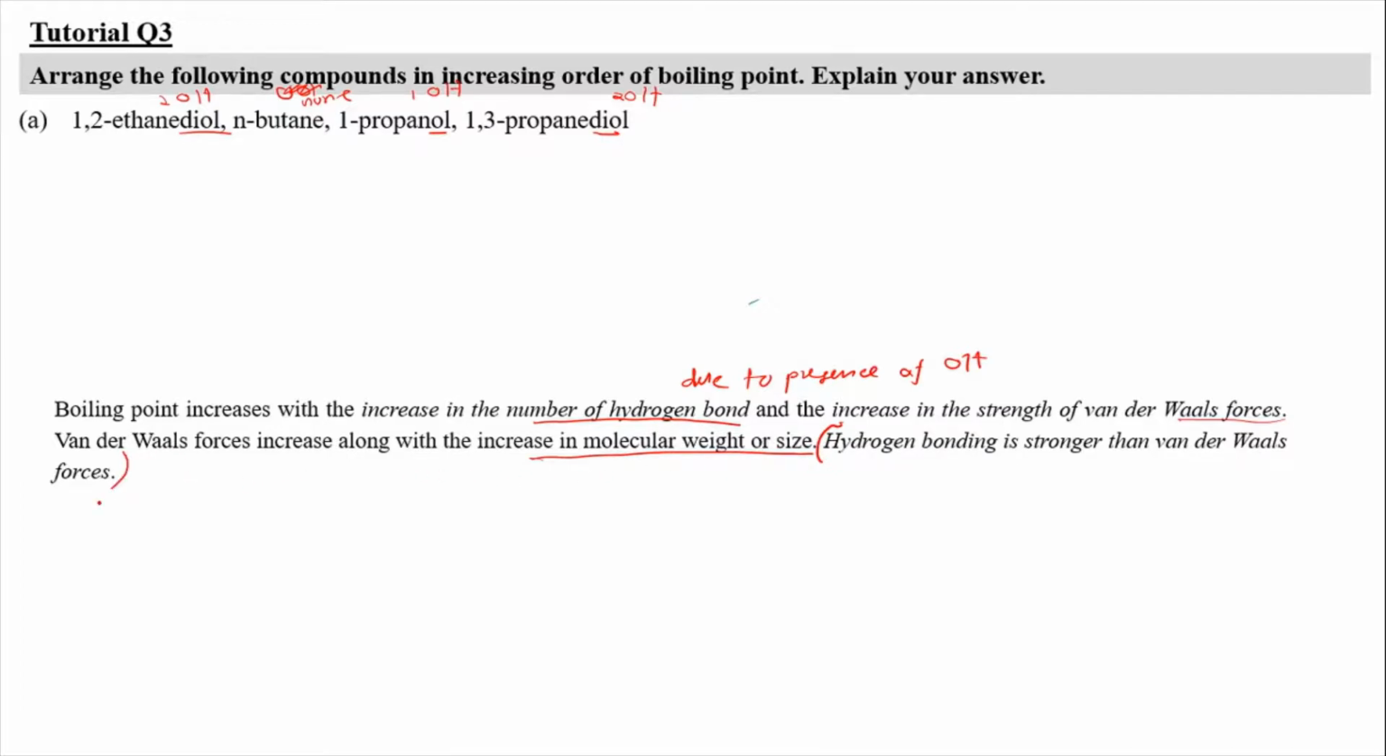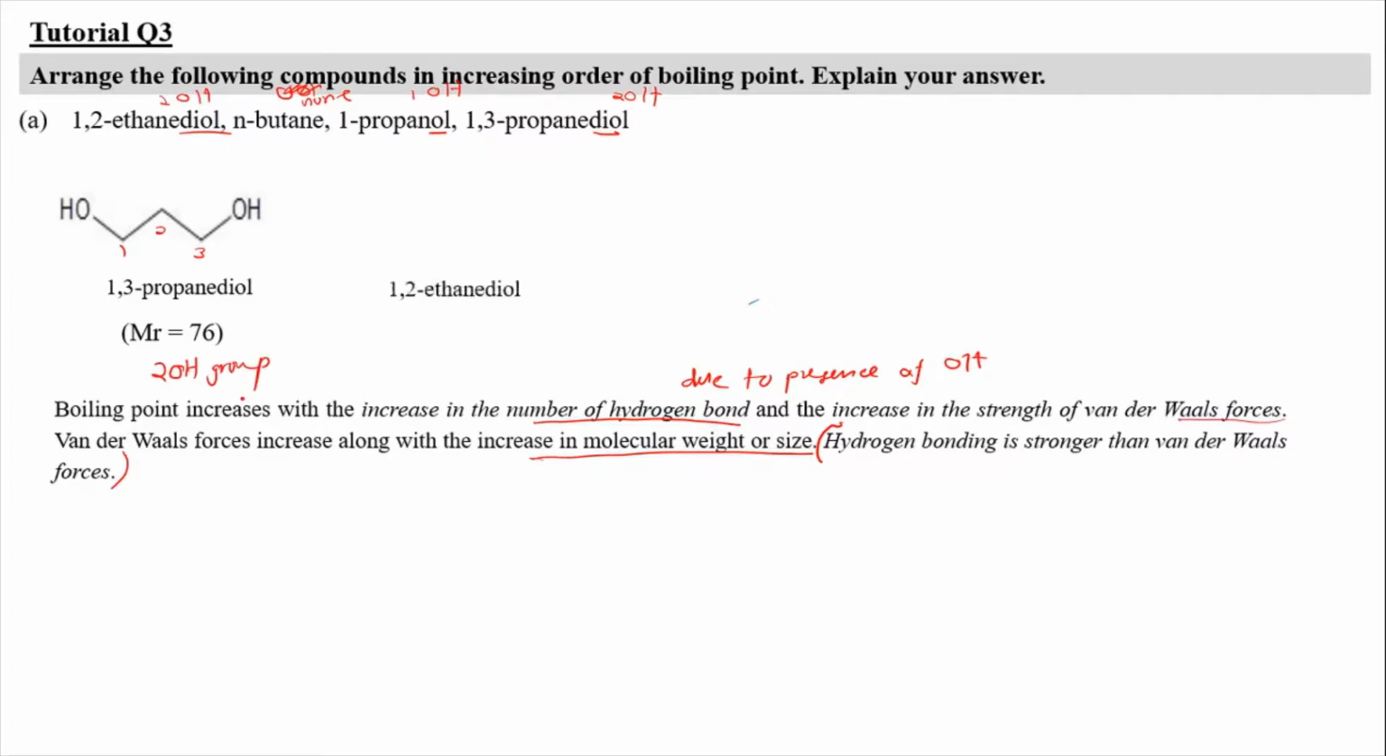In order to understand this question better, let us draw the structures. First, 1,3-propanediol. You have 3 carbons, and at carbon number 1 and carbon number 3, you have an OH group attached. If you count the molecular weight, you will have 76 grams per mole, and it has 2 OH groups.